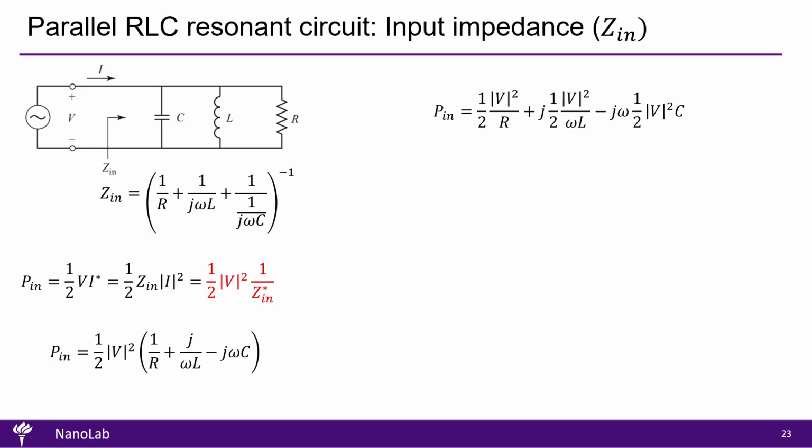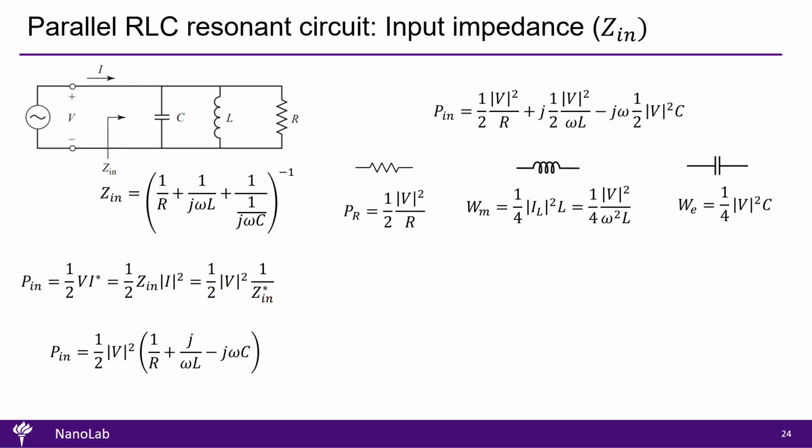On the other hand, the power dissipated by a resistor, the average energy stored in an inductor, and the average energy stored in a capacitor are given by these three formulas. Note that for these formulas, we are using peak values instead of RMS values. That's why the average energy expressions have a 4 in the denominators. Using these formulas, the circuit power can be rewritten as the sum of the dissipated power by the resistor and the average energy of both inductor and capacitor, as presented in this expression.